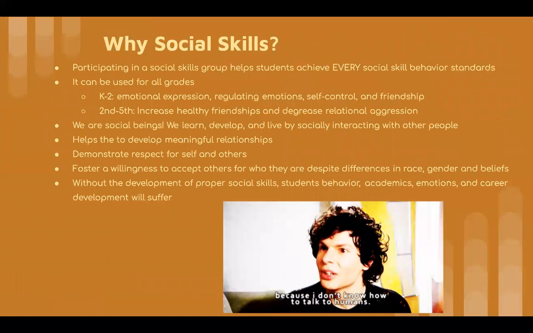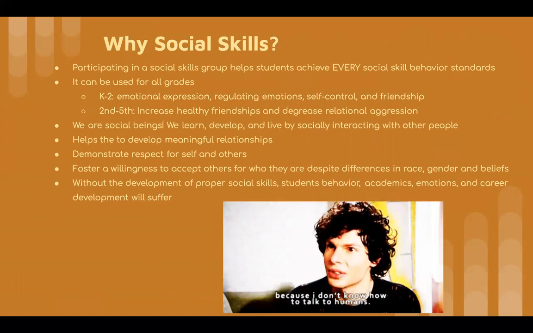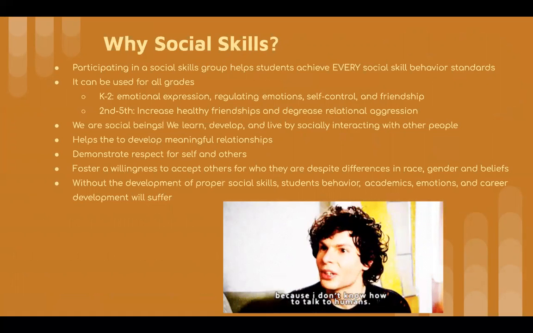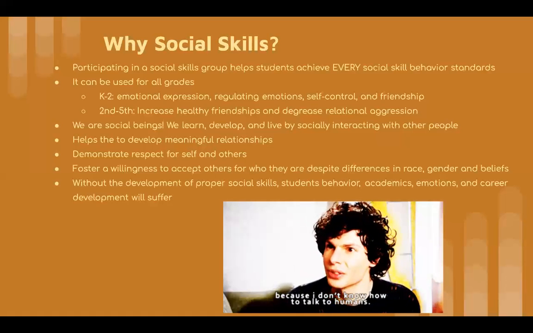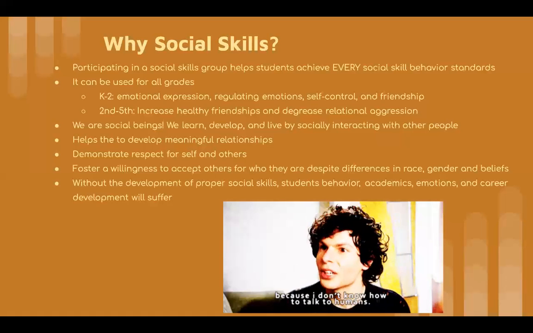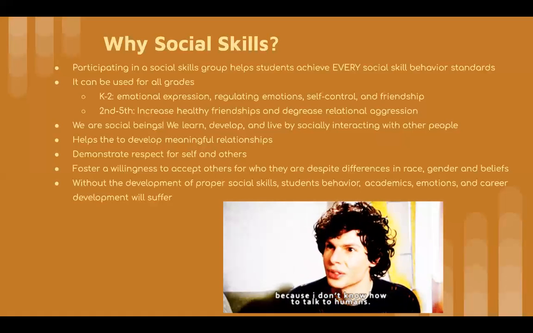Why did I choose this group? Participating in a social skills group helps students achieve every social skill behavior standard presented by ASCA. This is really important because it would cover a lot of bases for students that may be struggling or as a prevention strategy. It can be used for all grades. K through 12 would have more of a focus on emotional expression, regulating emotions, self-control, and friendship. For 2nd through 5th graders, it would again increase healthy friendships, but also decrease relational aggression.